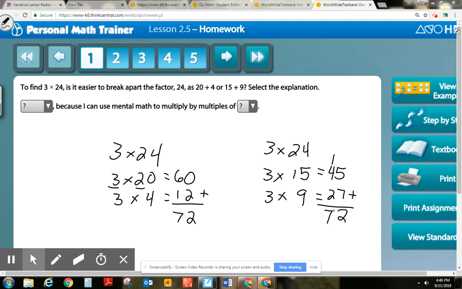So even though we get the same product, 3 times 24 breaking up as a 15 and a 9 is not very easy. So I'm going to say 20 plus 4 because I can use mental math to multiply by multiples of 20, right? 20, 40, 60. So that's today's lesson, breaking up those numbers by place value, by distributing those numbers and making it easier for yourself is super important, and you'll be super successful.